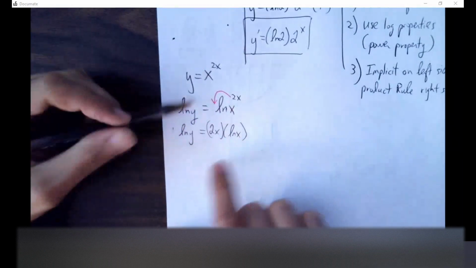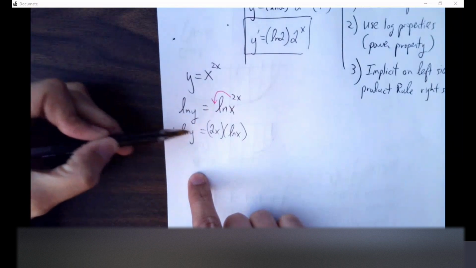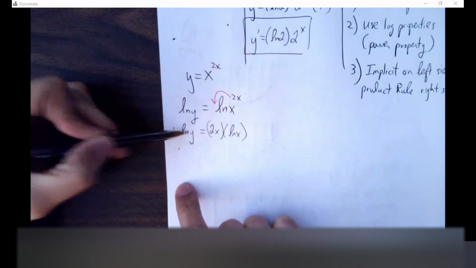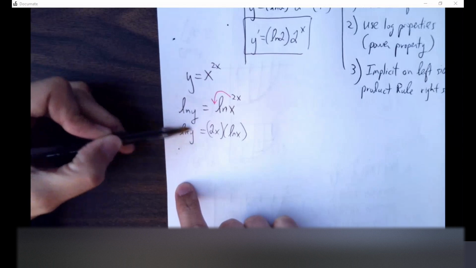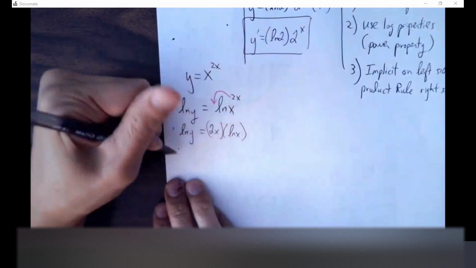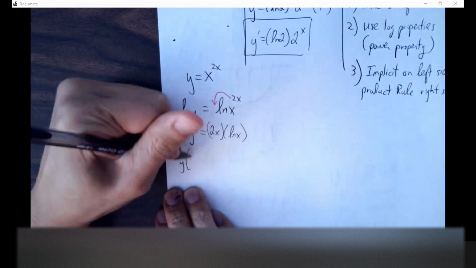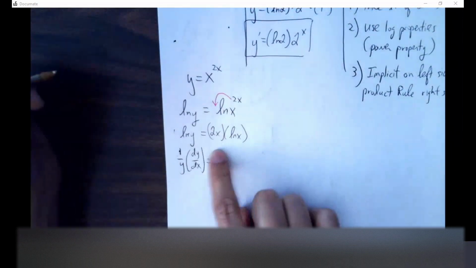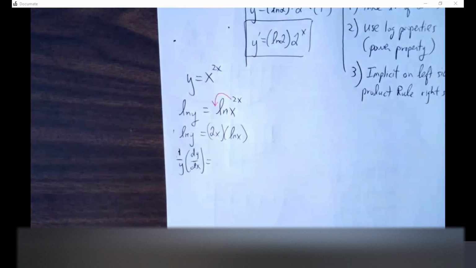Okay, I want to find the derivative. The derivative of natural log of u is u prime over u, so it's going to be 1 over y, but we just took y's derivative. y is no longer by itself, so we've got to attach that dy dx. And the right side, we've got to handle using product rule.